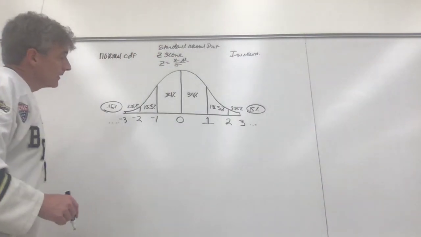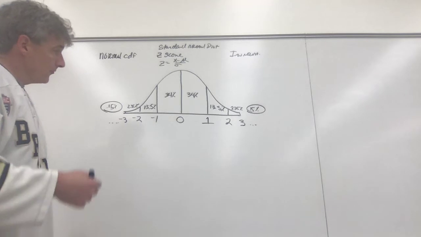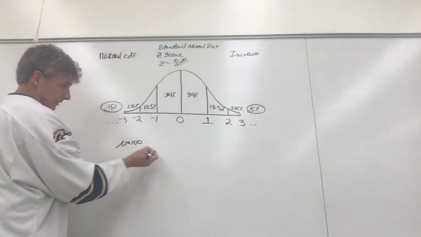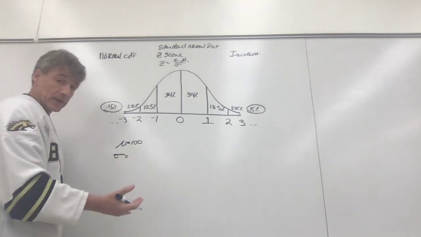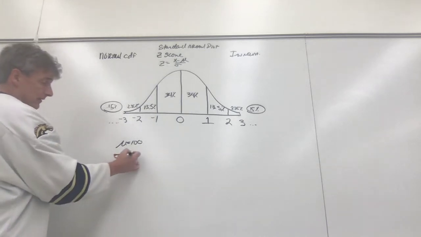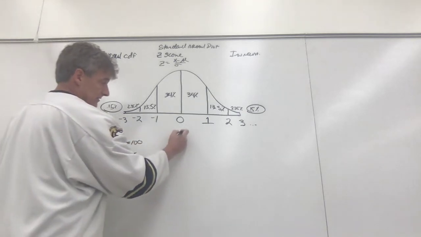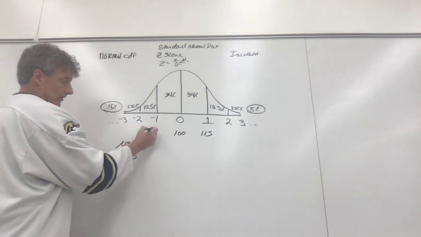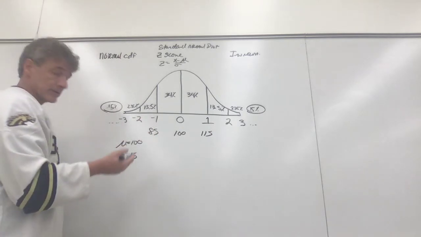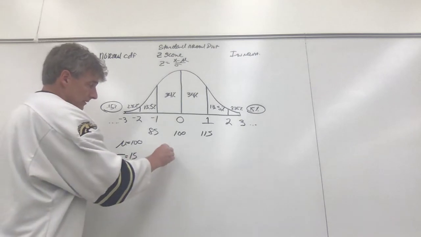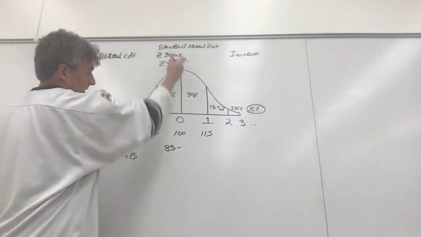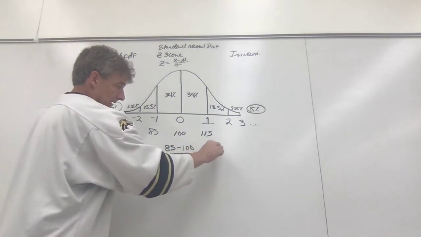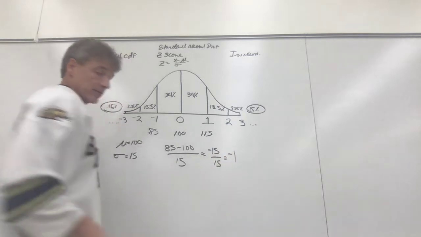Just real quick, if we're talking about IQ, and the mean of IQ is 100 and the standard deviation on this IQ test is 15, then the z-score for 100 is 0. The z-score for 115 is 1. The z-score for 85 is negative 1. Let me demonstrate: remember, it's x minus the mean divided by the standard deviation, so you've got negative 15 over 15, which is negative 1.